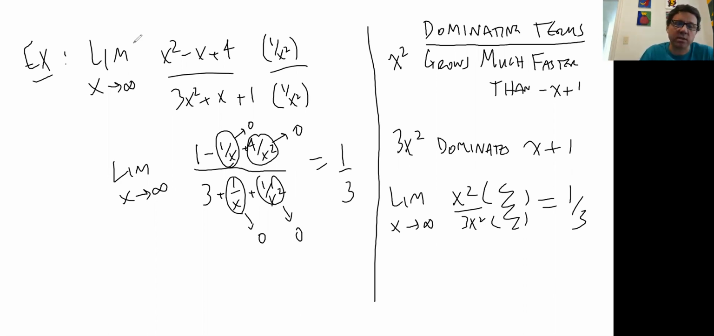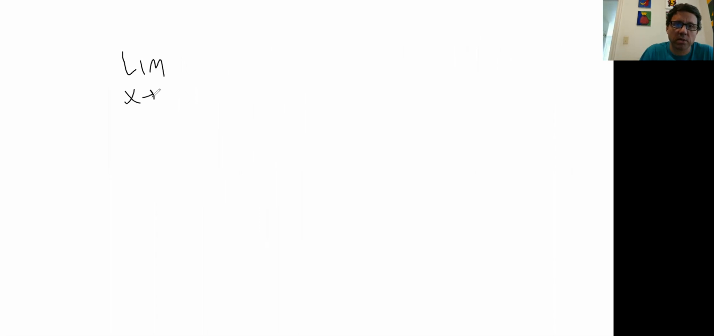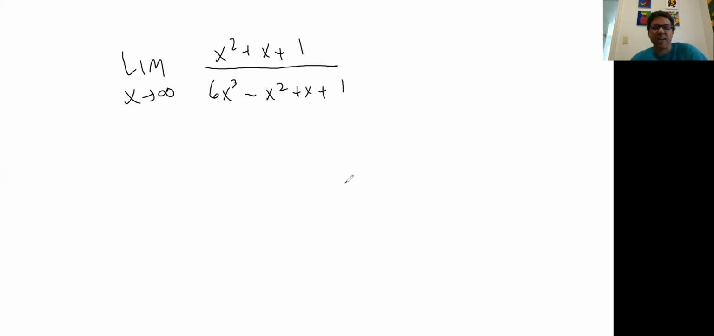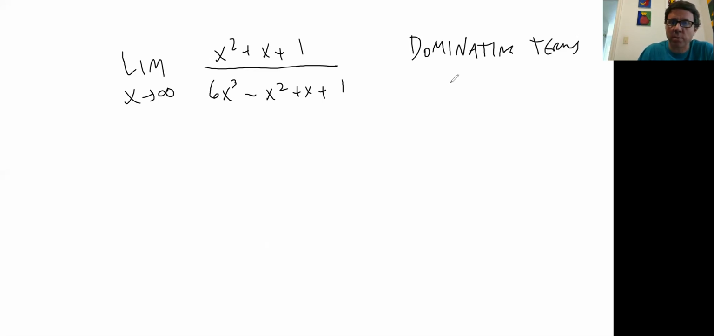So now finally back to maybe Travis's question. Limit as x goes to infinity. If you had something like x squared plus x plus 1 on the top, and the bottom was 6x cubed minus x squared plus x plus 1, then we'll try this both directions, but if you looked at the dominating terms, what are the dominating terms? The dominating term on the top is x squared. The dominating term on the bottom is 6x cubed. And the rest of the stuff is going to be much smaller.